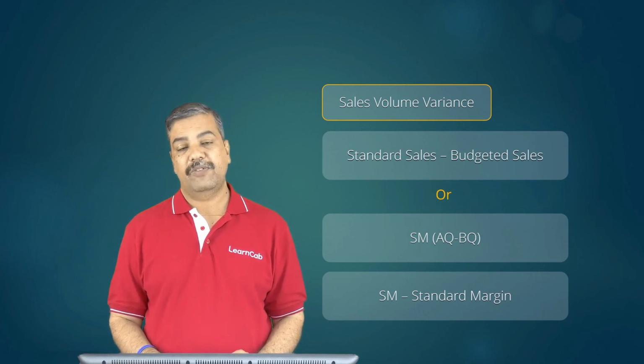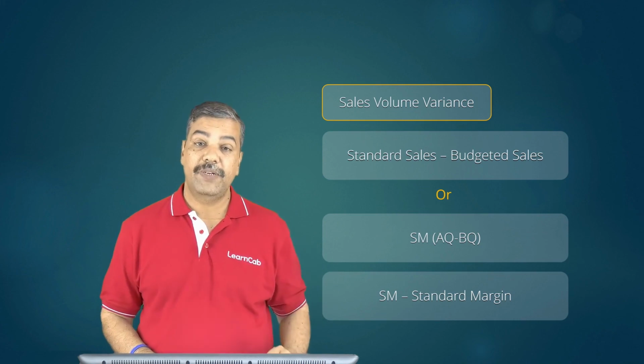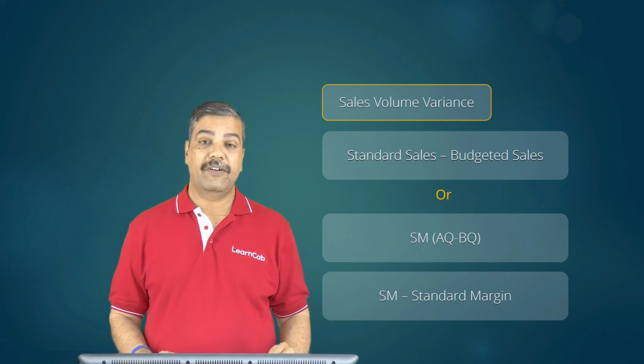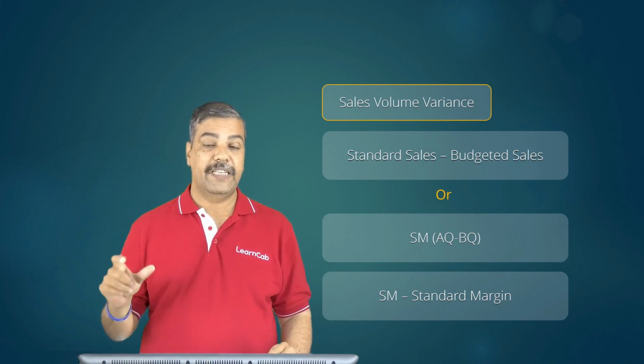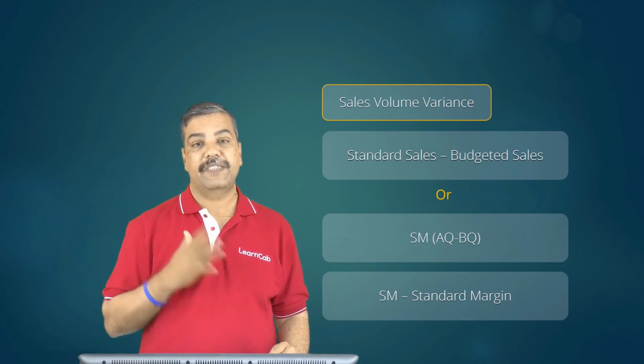That is called as SM. So standard margin is the margin at which you are predicting your sales should be achieved, or the rate at which you need to sell in the future. That is the margin which is fixed at the time of fixing the standards.